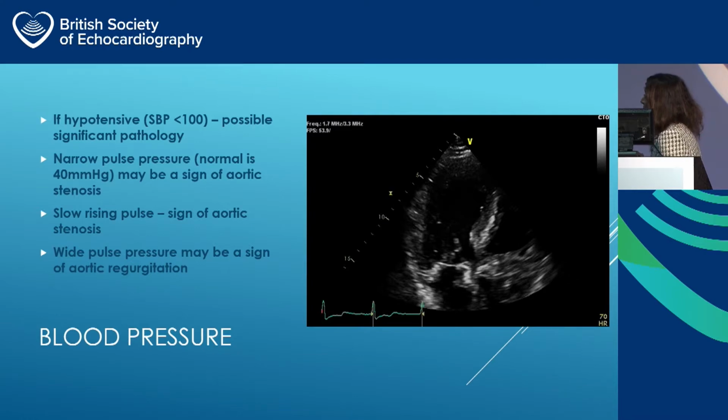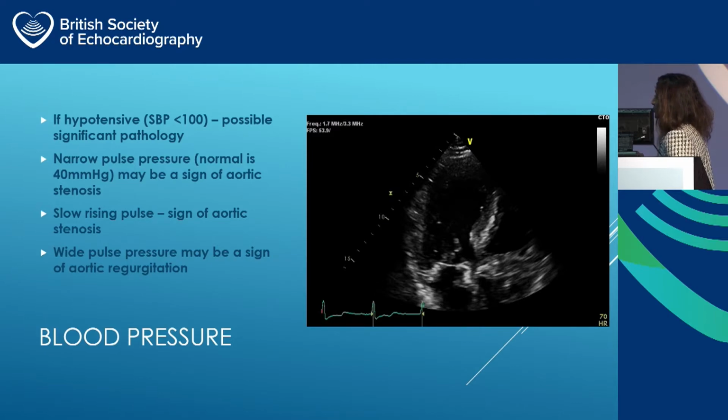A narrow pulse pressure, so the normal pulse pressure is about 40 millimetres of mercury, so 120 over 80, it's a normal pulse pressure. If it's very narrow, and especially if it's accompanied by a lowish blood pressure, it's a sign of significant aortic stenosis in some cases. If, however, you feel at the neck and it's a slow rising pulse, that's a really powerful sign of aortic stenosis. Sorry, that's a pulse bit of information in the blood pressure section.